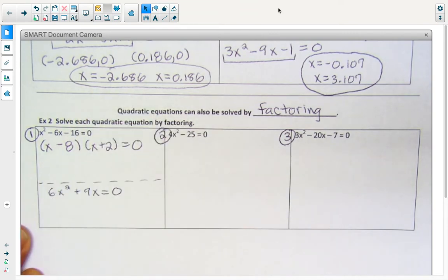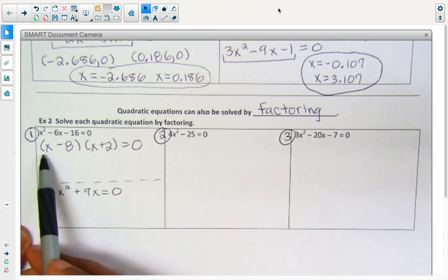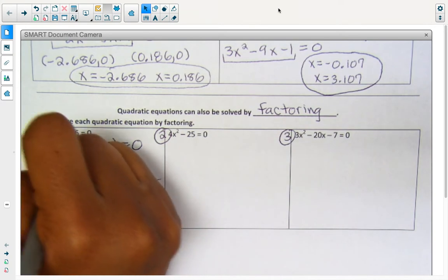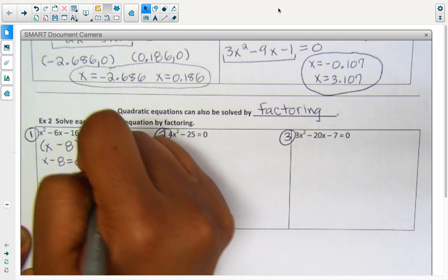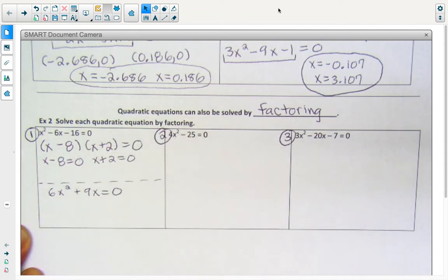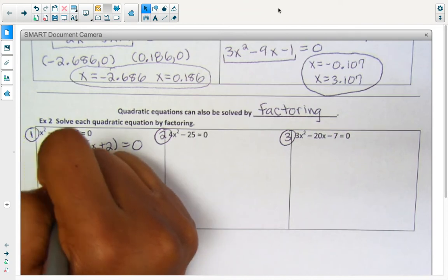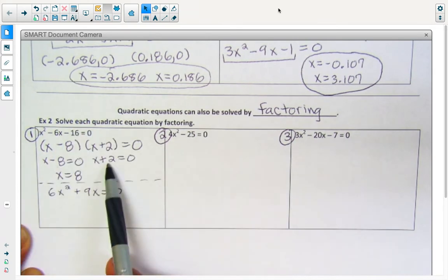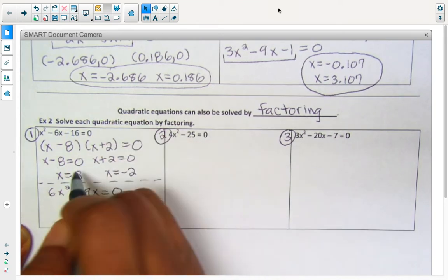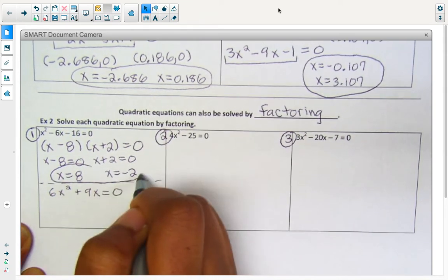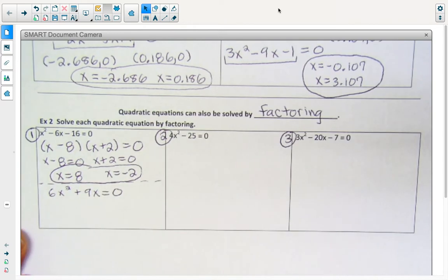When you solve by factoring, you set each factor equal to 0. So x minus 8 is a factor, and x plus 2 is a factor. You go through and you solve each one. We add 8, so x equals 8. Subtract 2, x equals negative 2. So our 2 answers are positive 8 and negative 2. And we have just solved this quadratic equation by factoring.